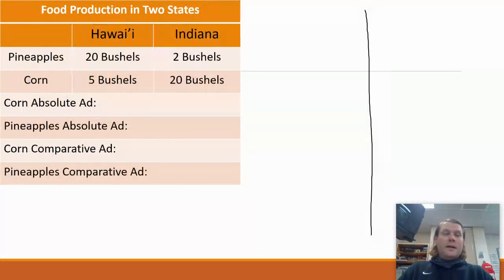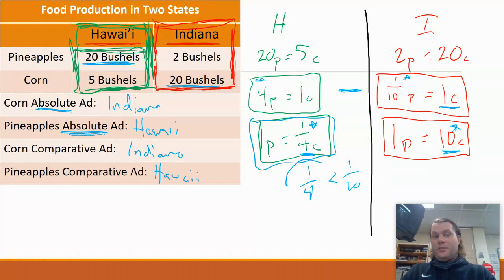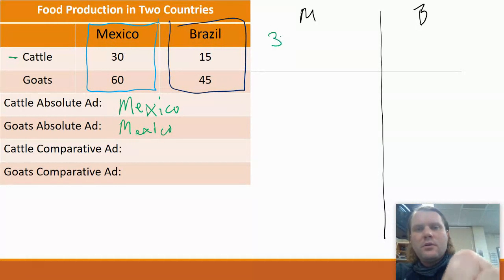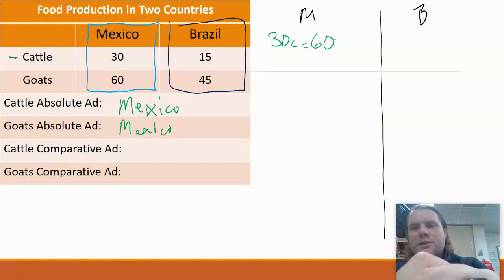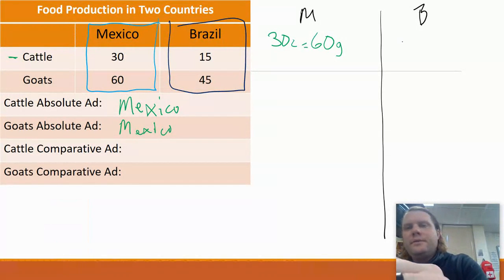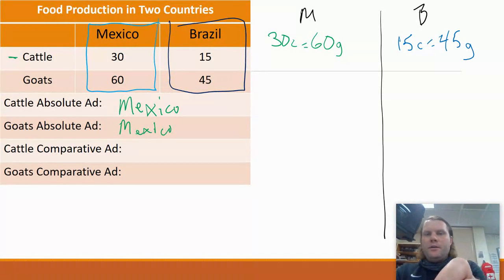Different than last time, right? Last time we had Indiana and Hawaii flip their absolute advantages. This time Mexico is way better at stuff than Brazil, hypothetically. Now, hopefully you started figuring out the comparative advantage. Mexico is 30C equals 60 goats. Brazil, 15C equals 45 goats. Again, my C's stay on the left in this case, my G's are on the right. I try to keep things straight as we go through it.